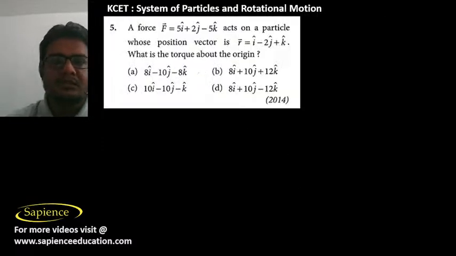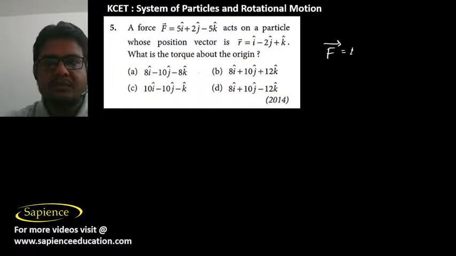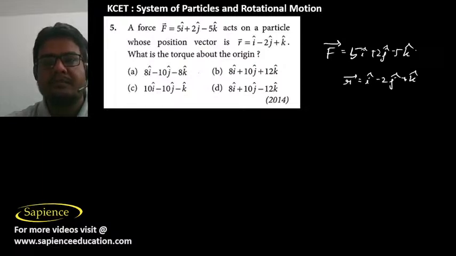Then it is told a force F vector, which is 5 i cap minus 2 j cap minus 5 k cap, acts on a particle whose position vector is r vector, which is i cap minus 2 j cap plus k cap. What is the torque about the origin? So the torque about the origin that we have to find, that is r cross F.